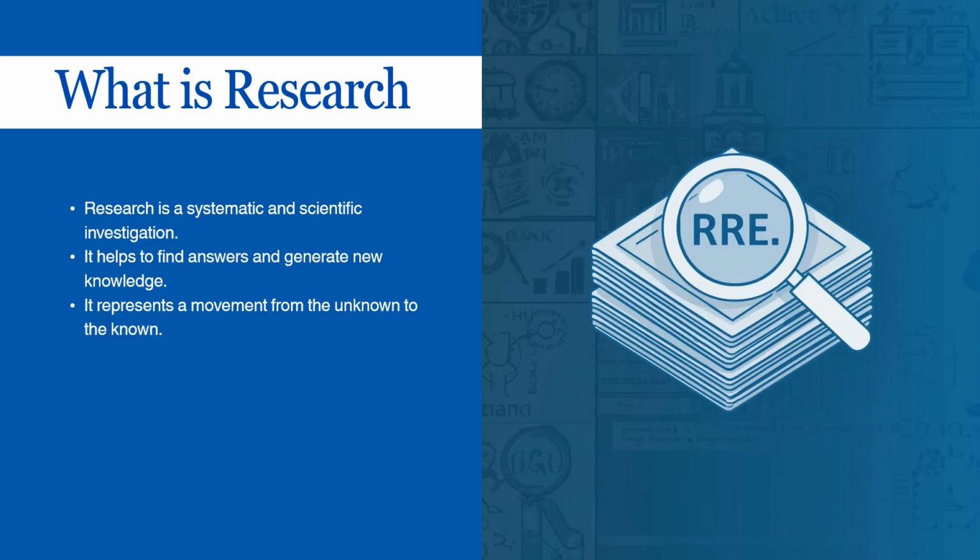What is research? Research means studying something carefully to know more about it. It is a systematic and scientific process, which means it follows some steps and rules. We do not just guess in research, we collect information, observe, analyze and then find the answer. Research helps us to find answers to questions we do not fully understand. It also helps us to create new knowledge and improve old ideas.